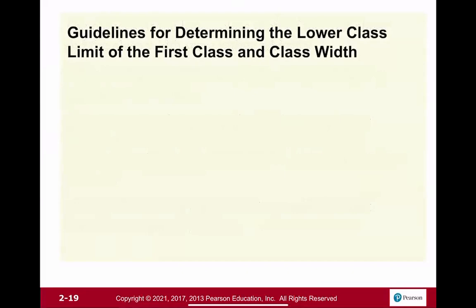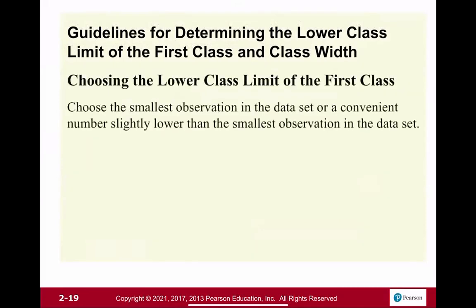Guidelines for determining the class limit for the first class and the class width. Again, this isn't exact, just a rule of thumb of how you can get started. First, choose the smallest observation in the data set or a convenient number slightly lower than the smallest observation. The smallest observation in the previous example was 65, and we started out with 50 just because it looks like a nice number to work with.